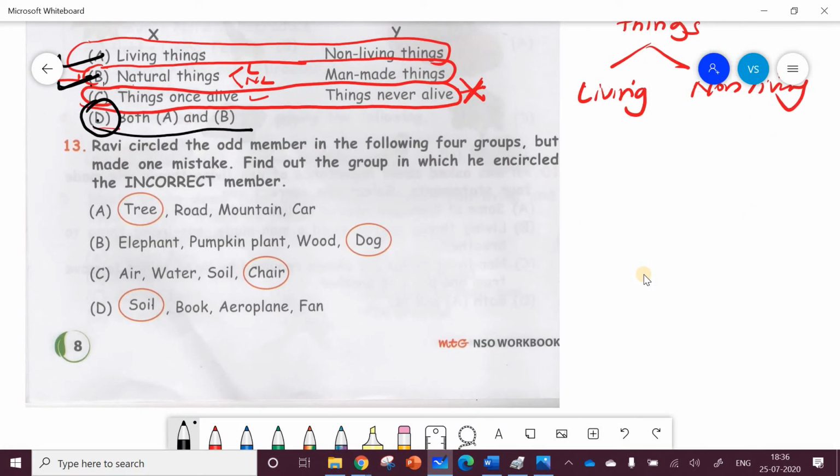Oh yes. Let's go. Can you please read the question for me? Ravi circled the odd members in the following 4 groups, but made one mistake. Find out the group in which he encircled the incorrect member. So we need to find the incorrect member. Would you like to explain the question for us and take us through the answer? Start explaining. Think how you will think in the exam.